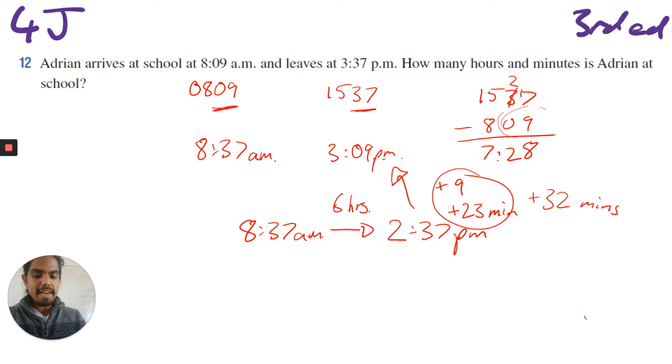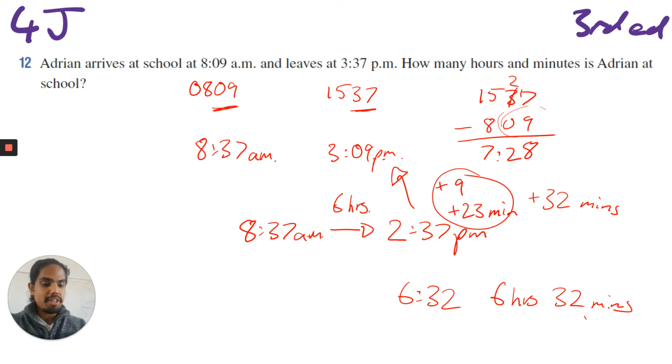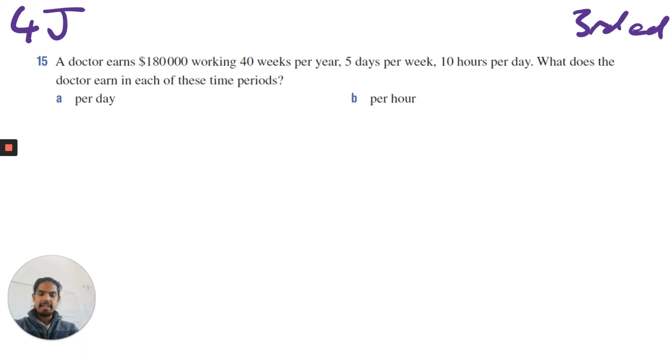So the difference between 8:37 and 3:09 is 6 hours and 32 minutes, right? Which you should write as 6 hours and 32 minutes. But that's my imaginary question. The actual question you're doing is this one up here, and that answer is 7 hours and 28 minutes.